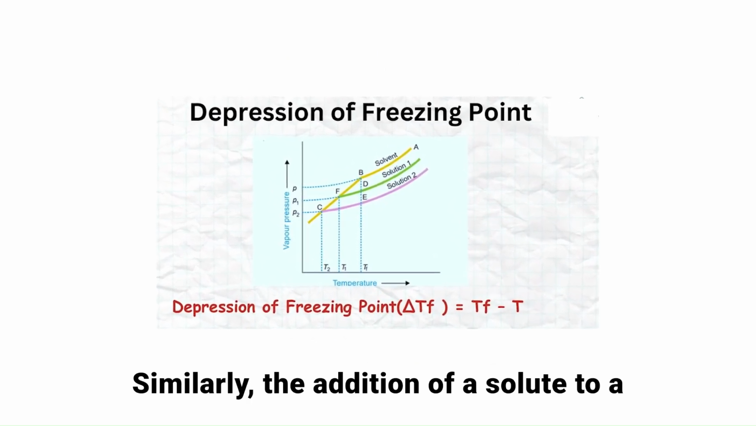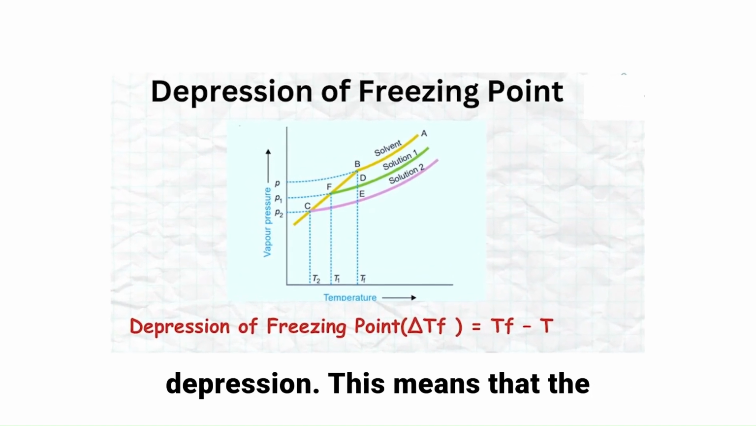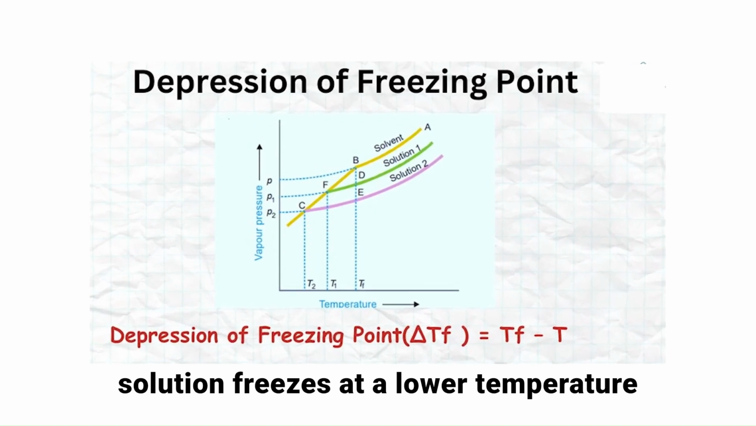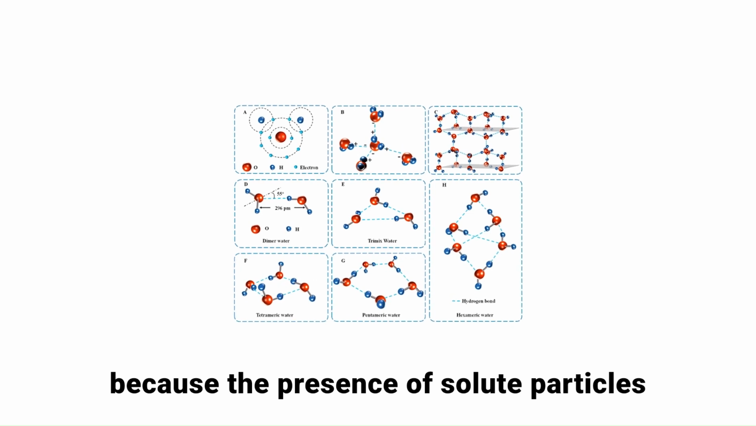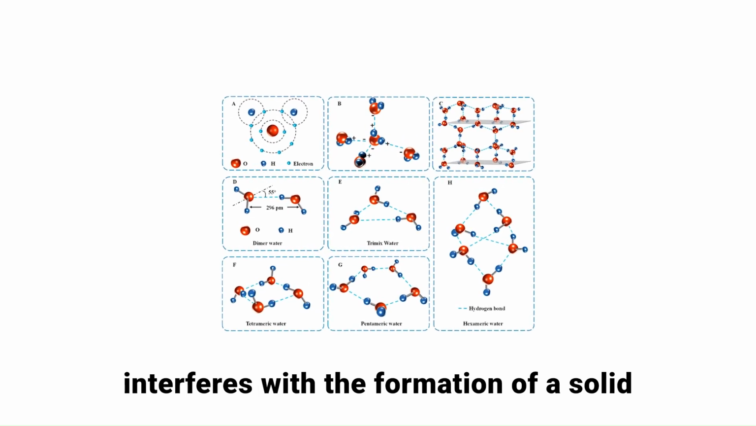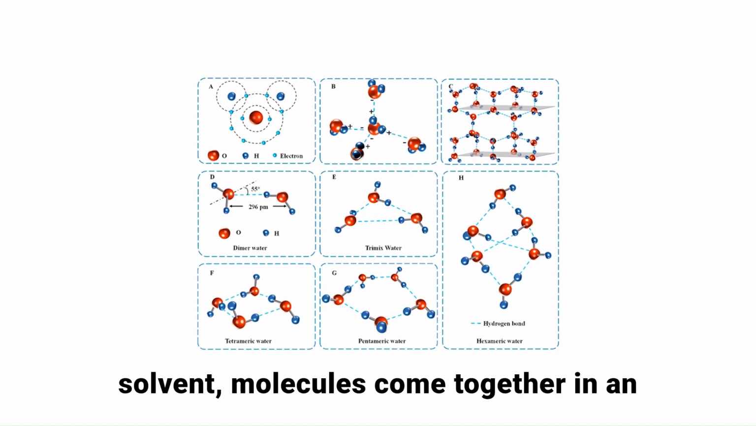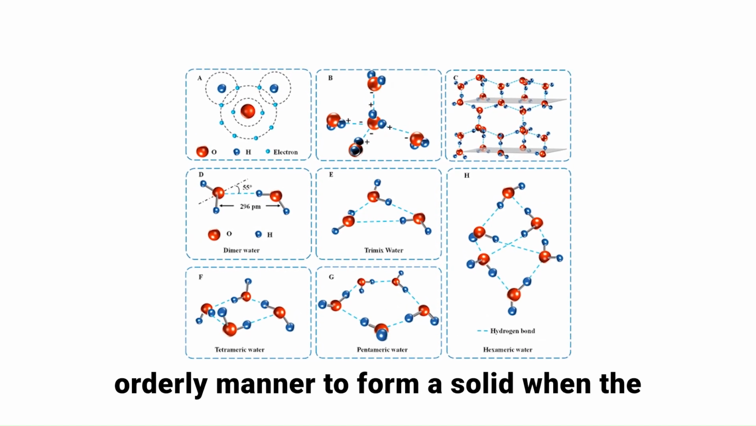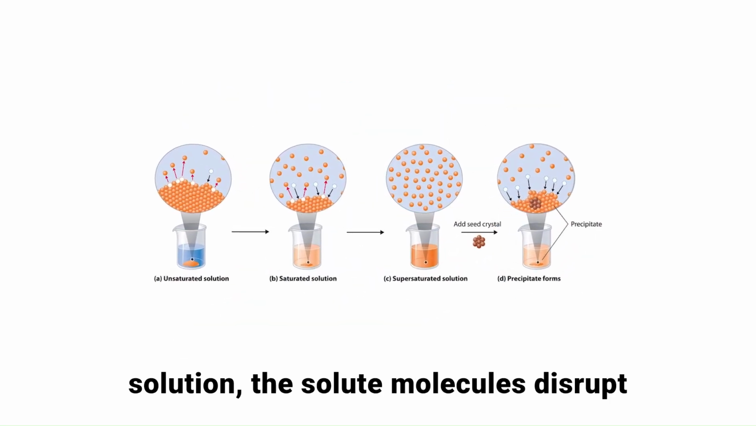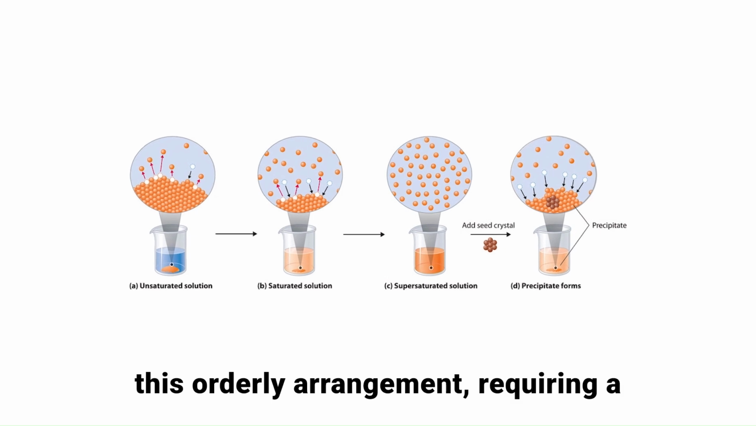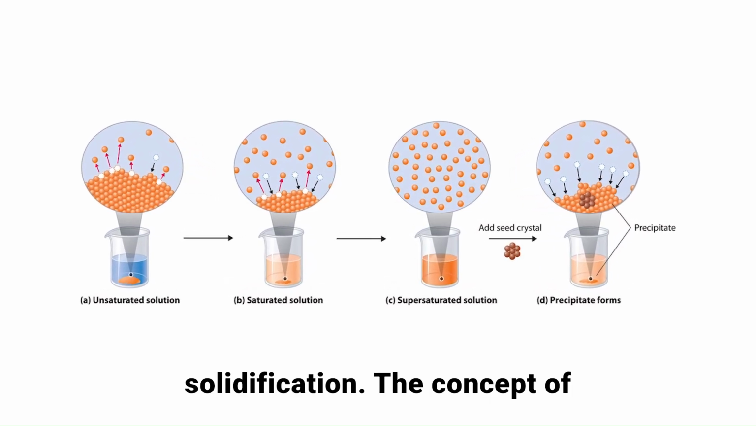Similarly, the addition of a solute to a solvent leads to freezing point depression. This means that the solution freezes at a lower temperature than the pure solvent. This occurs because the presence of solute particles interferes with the formation of a solid crystalline structure. In a pure solvent, molecules come together in an orderly manner to form a solid when the temperature drops. However, in a solution, the solute molecules disrupt this orderly arrangement, requiring a lower temperature to achieve solidification.